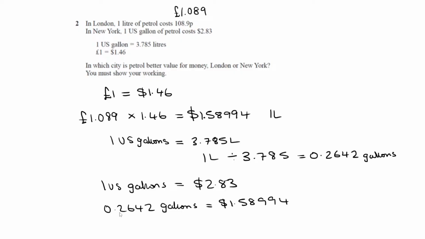I can see from that that I would probably multiply this one by just under 4. It's going to be cheaper in New York. You might have compared it differently, right? That's up to you. But I can see from there that it's going to be cheaper in New York, because I know that I would have to multiply that one by a little bit less than 4. And if you multiply $1.60 by 4, it's going to be way more than $2.80, isn't it?